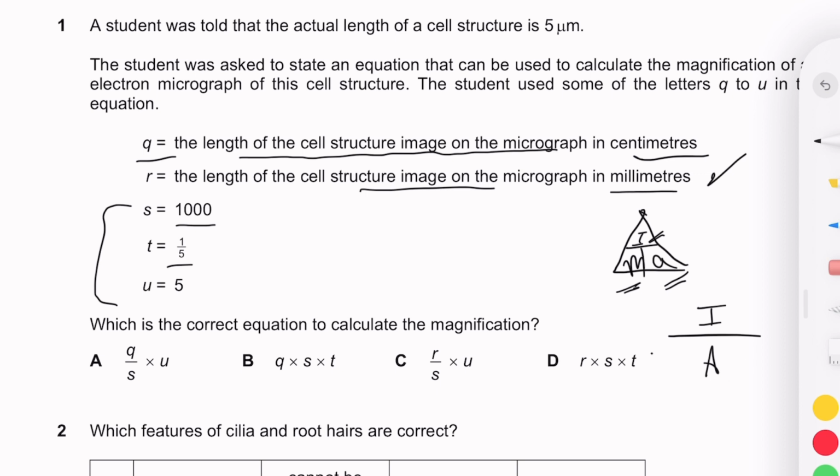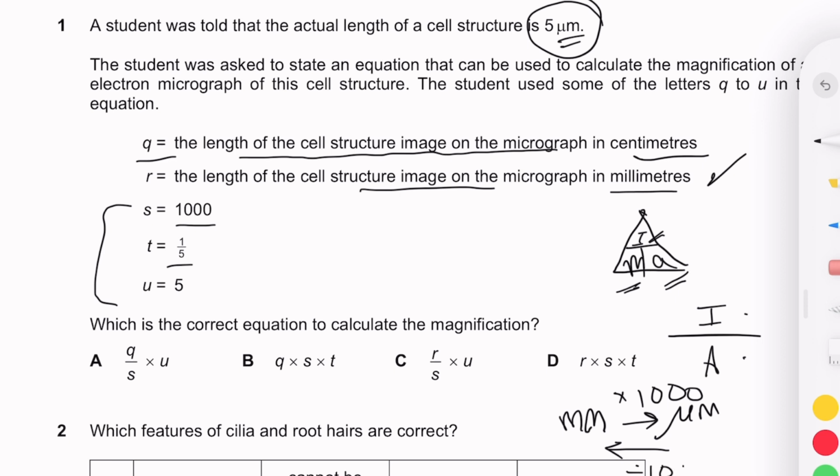Now I want the magnification, but because I know that the actual length is in micrometers, I need up and down to be with the same units. In order to convert from millimeter to micrometer, you have to multiply by 1000. And in case it was the opposite and you want it to be back to millimeters, then you're going to have to divide by 1000.